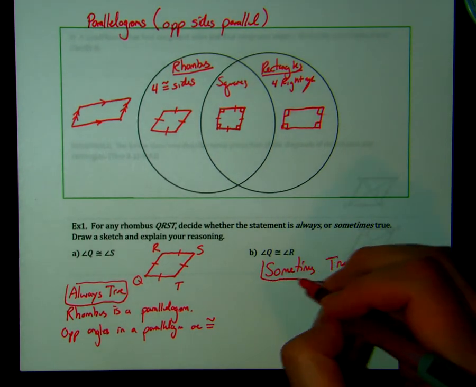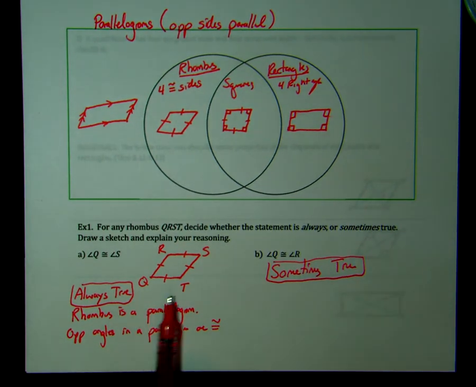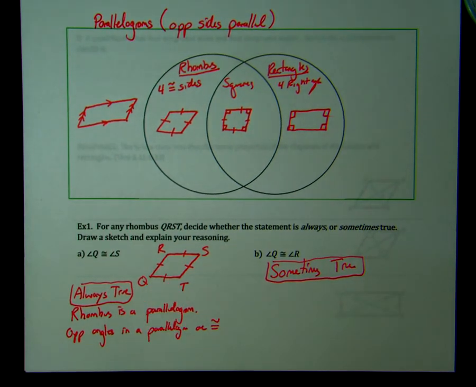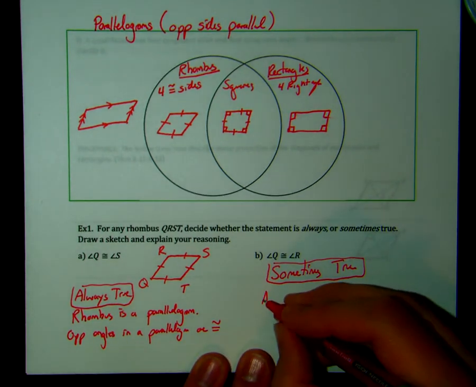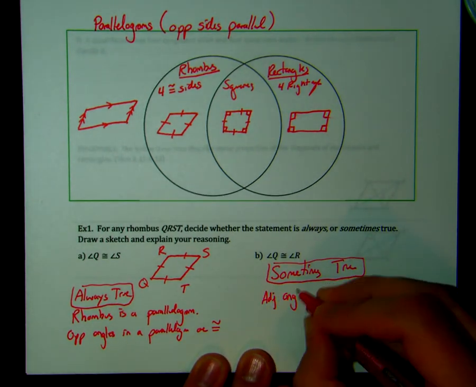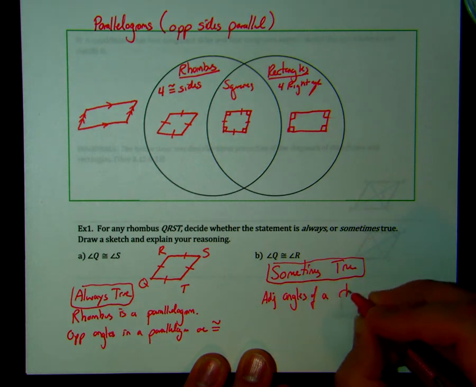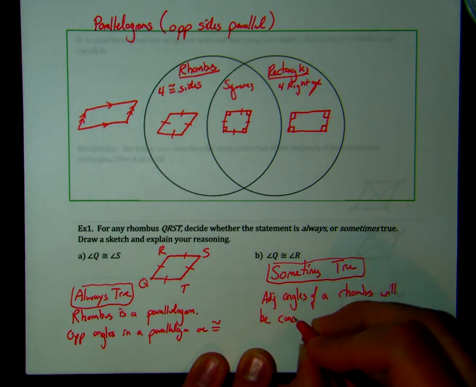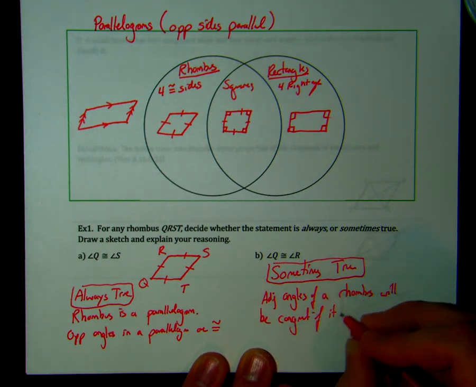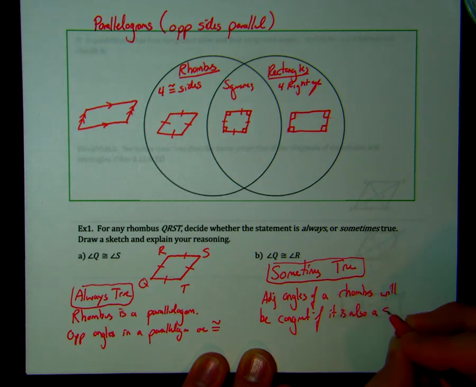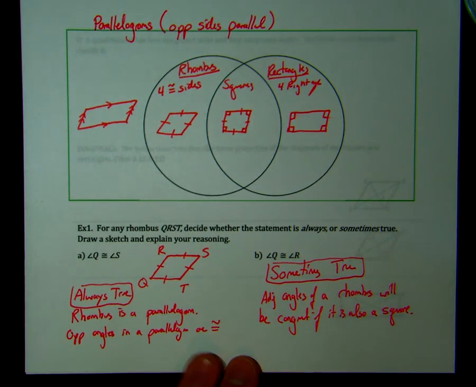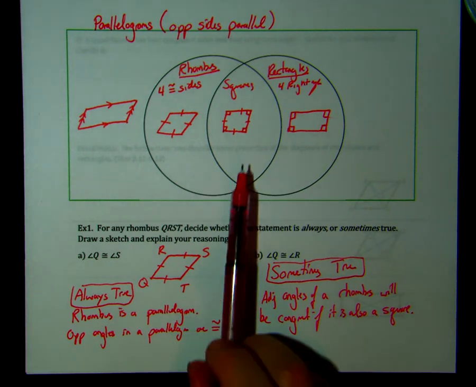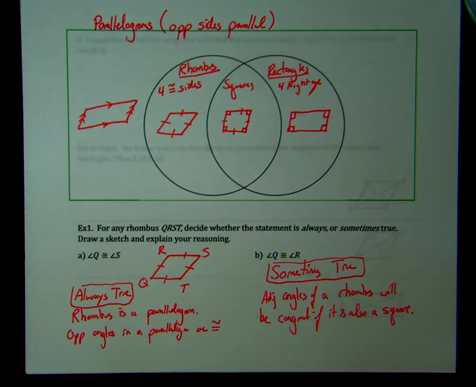All right, so in the case of a rhombus, it will sometimes be the case that the adjacent angles will be congruent. Okay, so we can say something like the adjacent angles of a rhombus will be congruent if it is also a square. Okay, so if this rhombus happened to be this more special rhombus, it would be the case that the adjacent angles would be congruent. So that is a sometimes. All right.